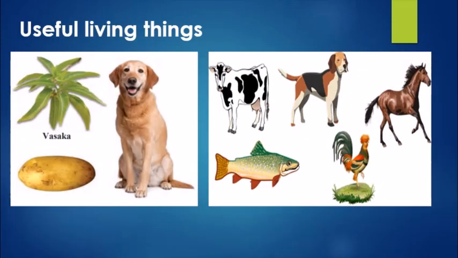Children, all the characteristics that we saw are present in living organisms. Now there are countless, crores of species of living organisms. Millions of species of living organisms are present on the earth. But all of these living organisms are not useful. There are useful living organisms and there are harmful living organisms. Let us first talk about useful living organisms.